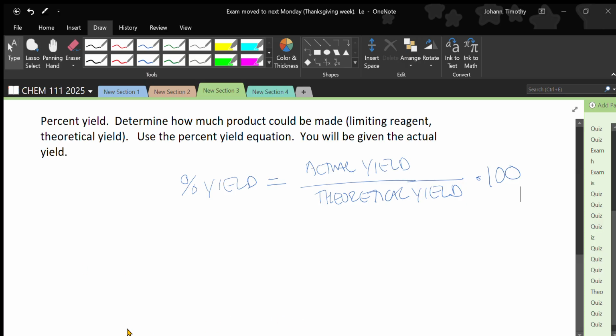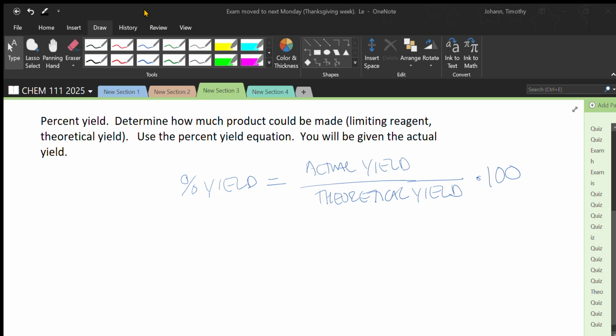Let's go and take a problem from your book. So if we go to Achieve, we change their front page.